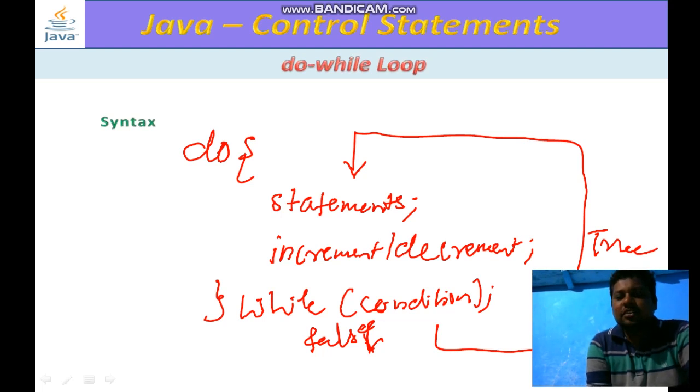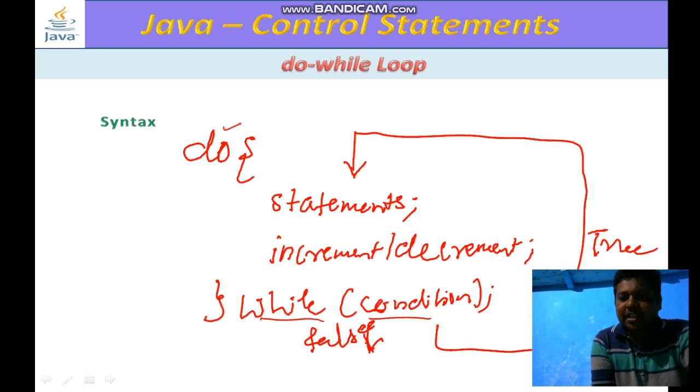Dear students, now we are discussing a do while loop. This is the syntax of the do while loop. The syntax starts with the keyword do, then we have brackets, and we have statements in the body, and we also give the increment and decrement, and at the end we have a condition.